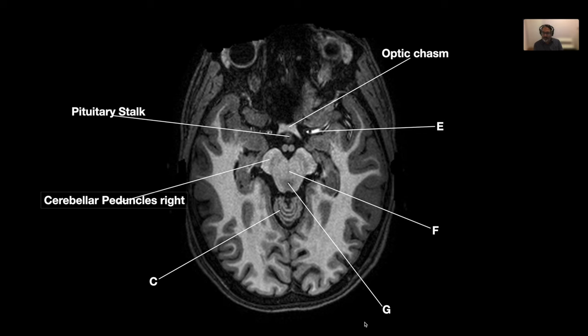Which one are you looking at now? Midline. F? Yeah, I'm sorry, it's right in the midline, but I'm just asking what this big structure is. Cerebellar peduncles are part of which structure? So that's supposed to be midbrain. That is midbrain, correct.